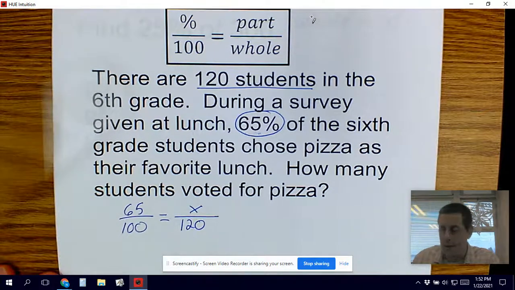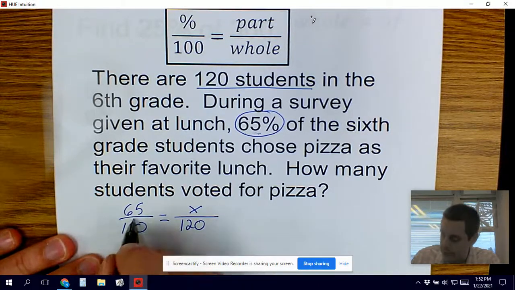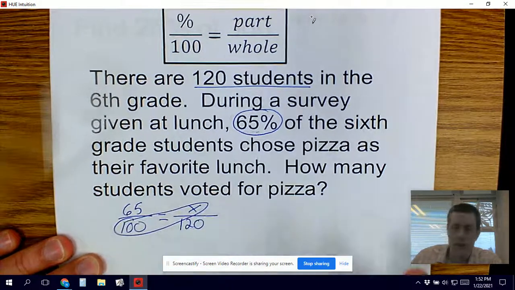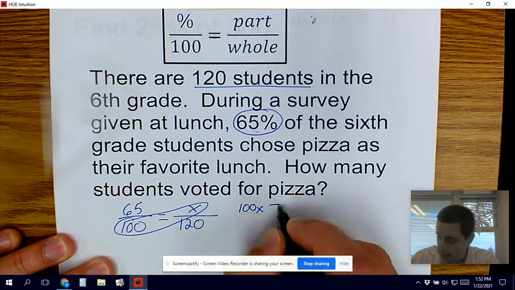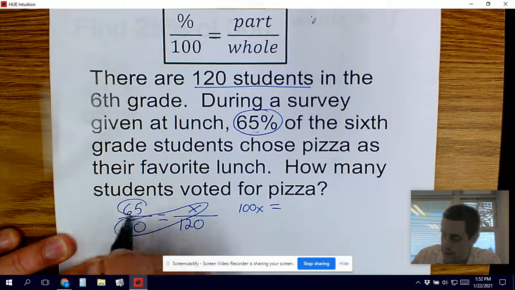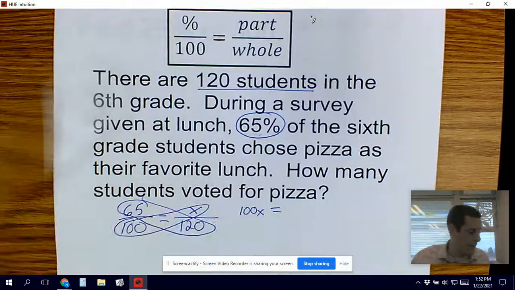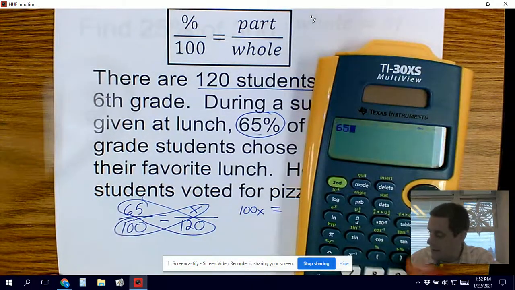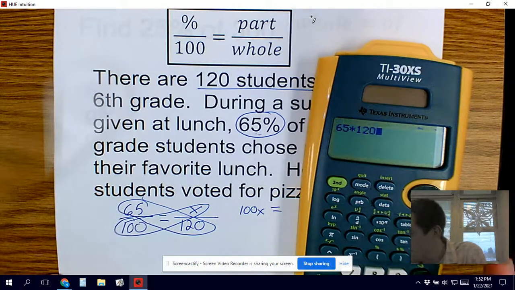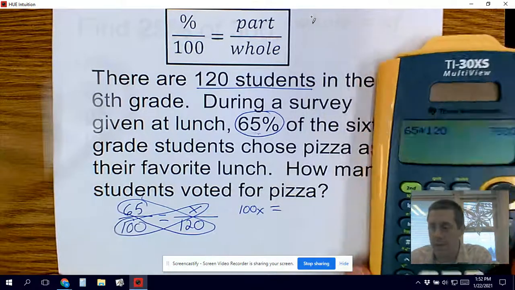Now that we have our proportion set up, let's go ahead and solve like we've been doing for a couple weeks now. Testing our cross products, 100 times x is 100x. Bring over our equal sign. Now the other direction, 65 times 120. That sounds like calculator time for me. 65 times 120 gives us 7,800.